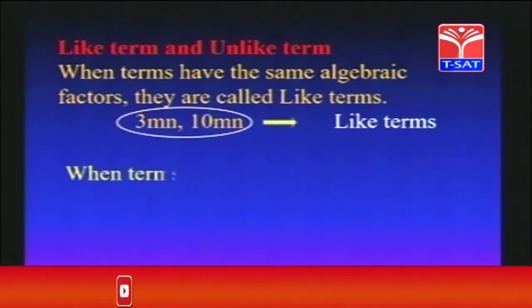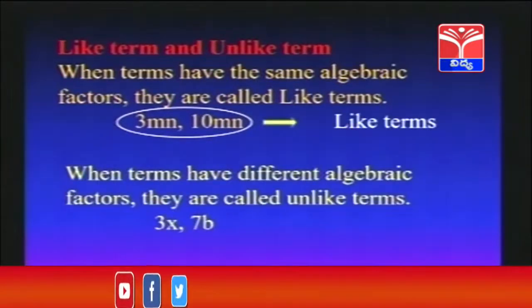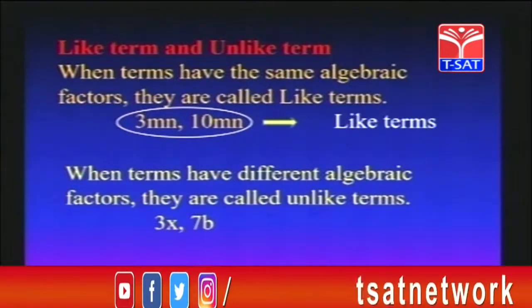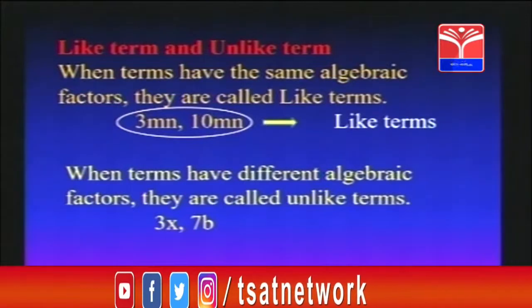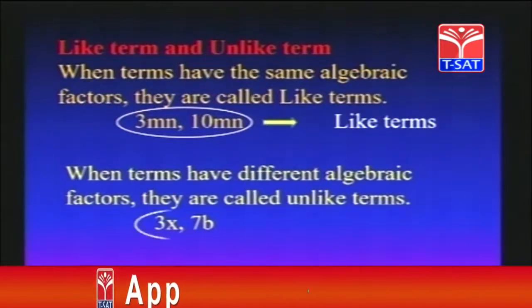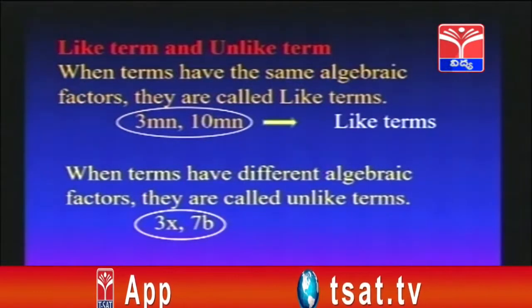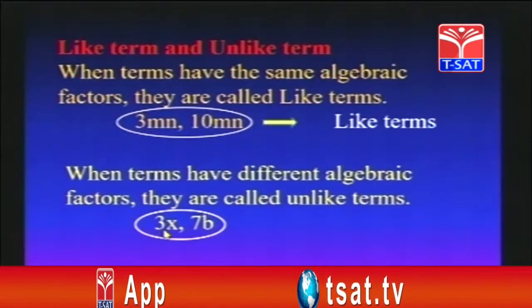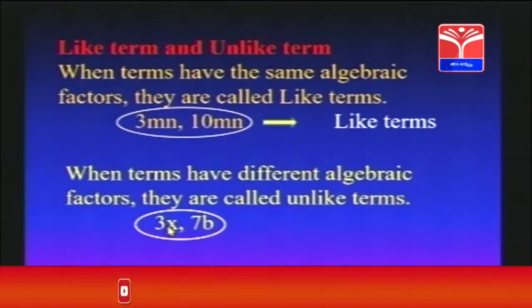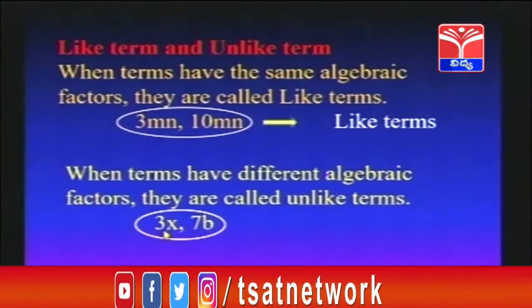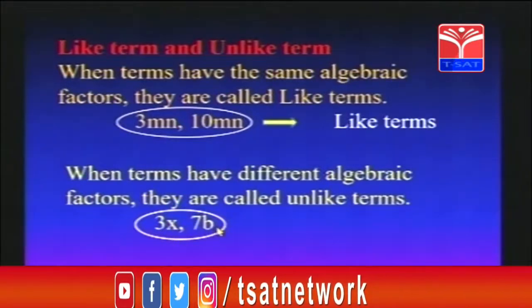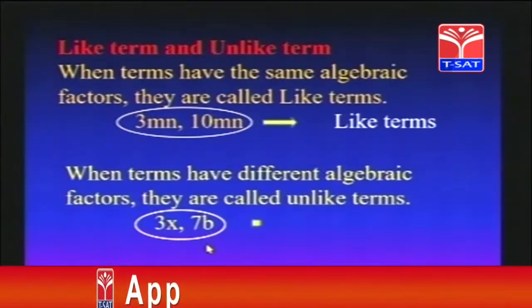When terms have different algebraic factors, they are called unlike terms. For example, here you can see 3x and 7b are two terms. In these two terms, if you observe, here the variable is x, that is the algebraic factor, and here it is b. Are they both the same? No, they are not the same. So they are called unlike terms.